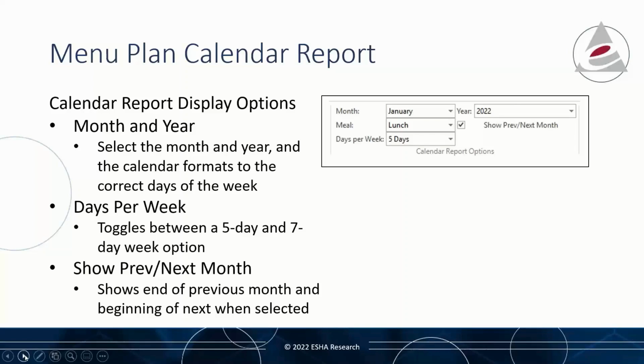You can choose days per week with a 7-day or a 5-day per week option. And then you can show the previous or next month. So by doing so, if you select that to show, you'll see the ending of the previous month or the beginning of the next month to fill out the calendar, fill out the weeks. If you uncheck that box, then you will only see the days that occur in the current month.